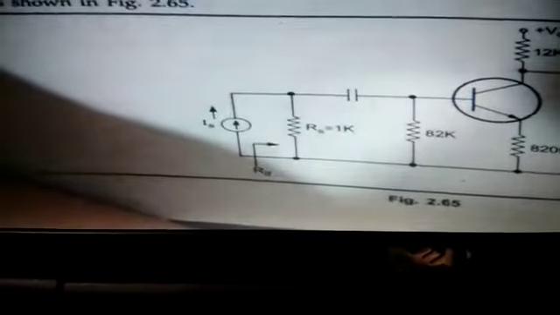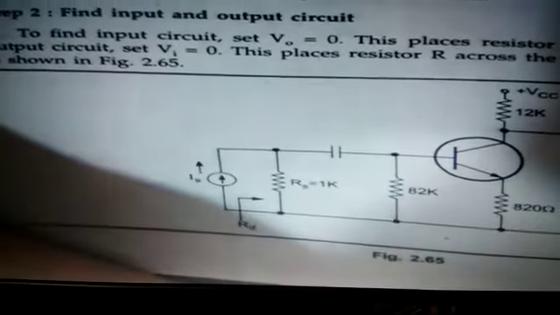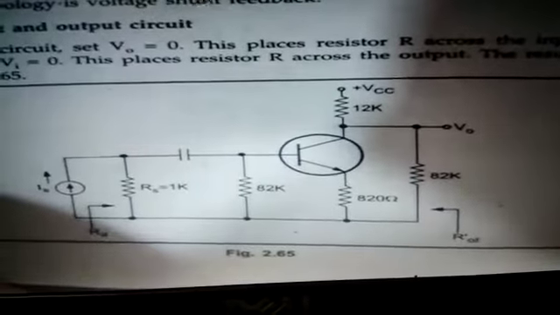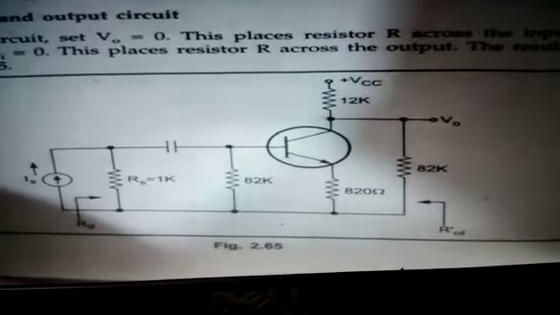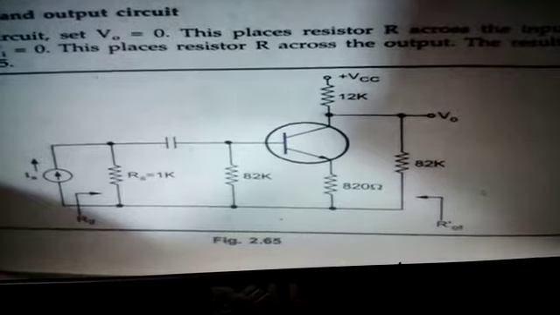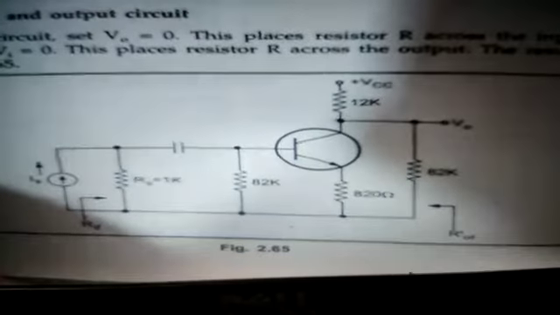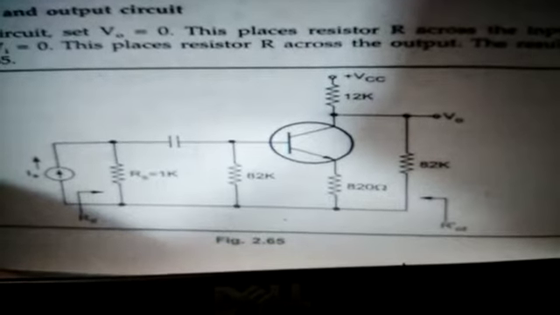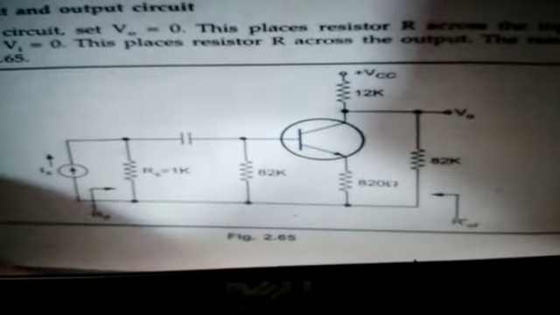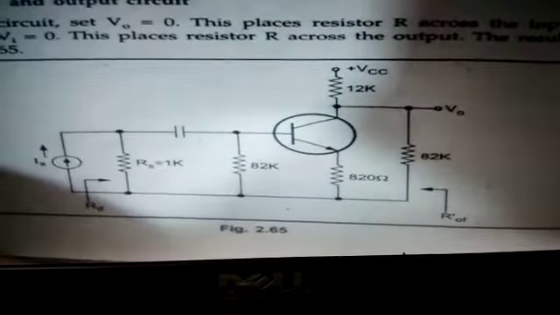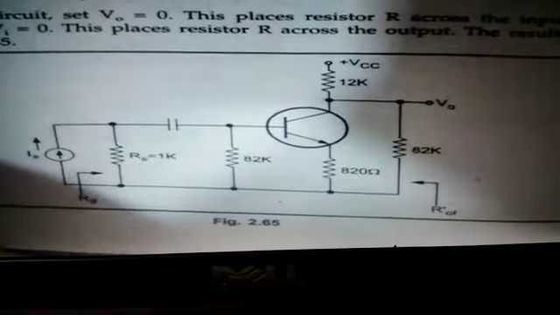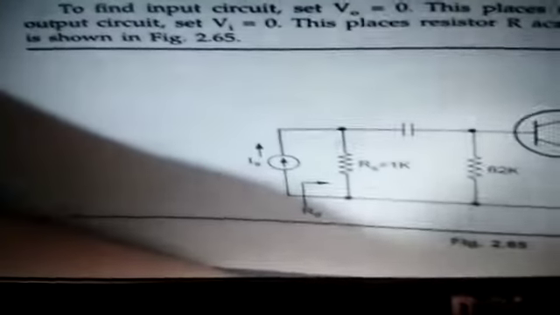Then find the input and output circuit. To find the input circuit, set V0 is equal to 0. Output should be shorted for finding the input circuit. At this place a resistor R across the input. To find the output circuit, set Vi is equal to 0. And to find the output circuit, the input should be shorted. This places a resistor R across the output. The resultant circuit is shown below.